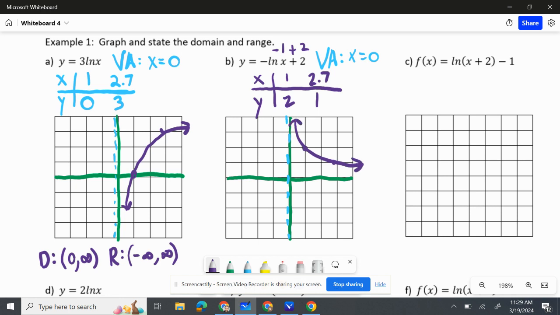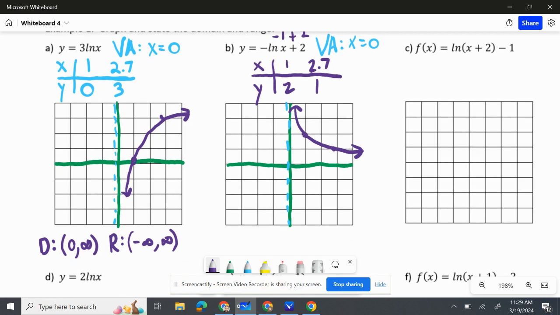And when we're looking for our domain and range, our domain is going to be, once again, 0 to infinity, because that's where our asymptote is. And our range is always the same, negative infinity to infinity.